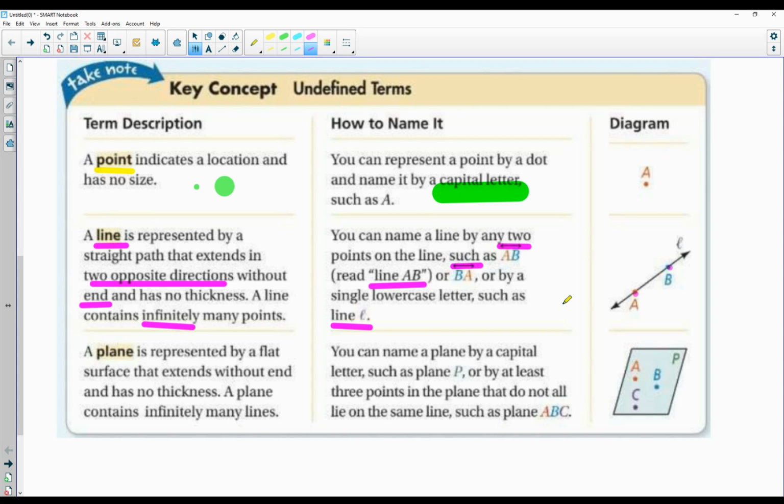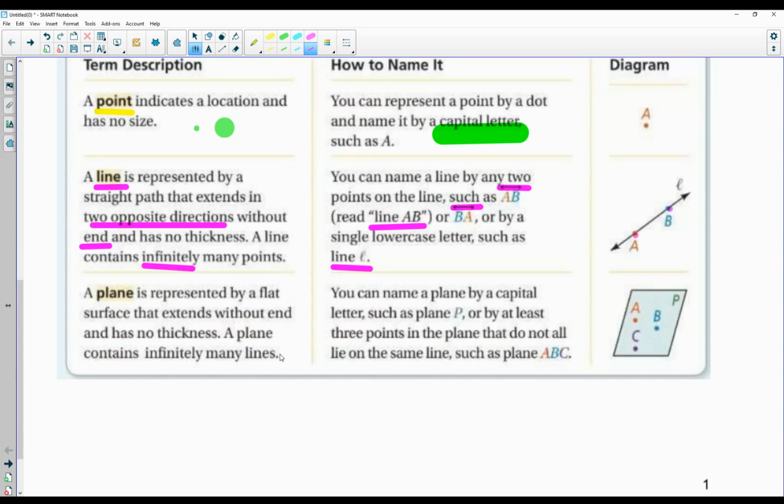There's a big difference if you leave off the arrows. If you leave off the arrows, it's actually called a segment. Okay, so we want to make sure that we're talking about a line by putting arrows. The arrows indicate that it goes infinitely in both directions. Okay, and the final undefined term that we deal with is a plane.